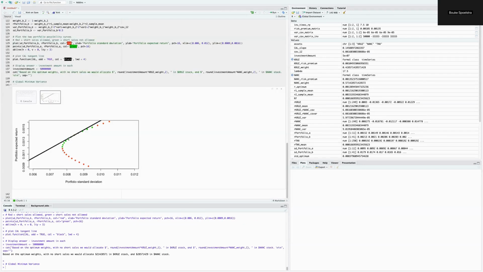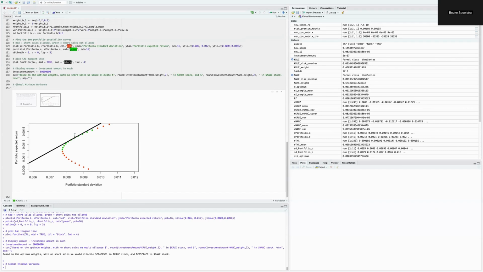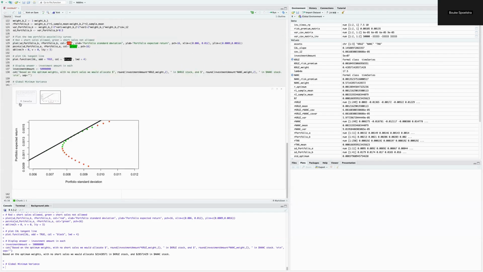So once we run it, we can see that the capital allocation line accurately goes through the tangency portfolio and intersects the efficient frontier at a single point. Looks like it's probably around the 0.0085 standard deviation region and 0.0013 expected return. So it looks like 0.13% expected return between these two assets.